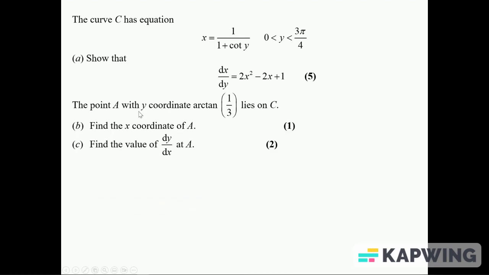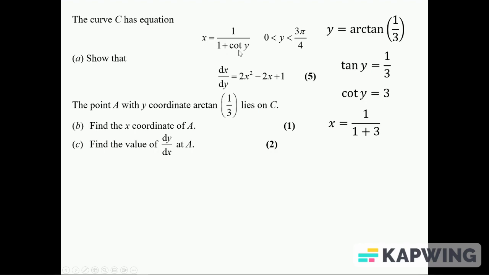Then it said the point A with y coordinate arctan a third lies on C. So y is equal to arctan a third. I'd like cot y really. This tells me that tan y is equal to a third. So cot y, because cot's 1 over tan, is equal to 3. So the x then is 1 over 1 plus 3, which is a quarter.